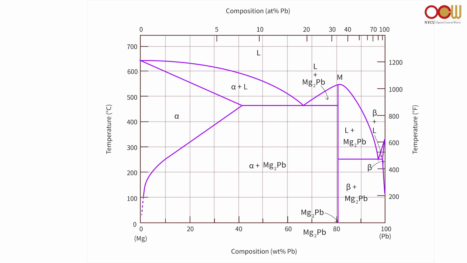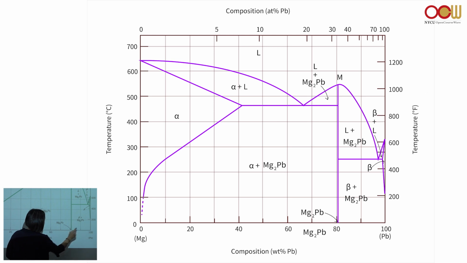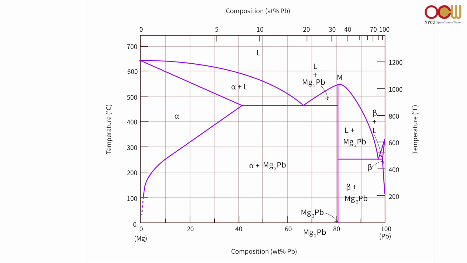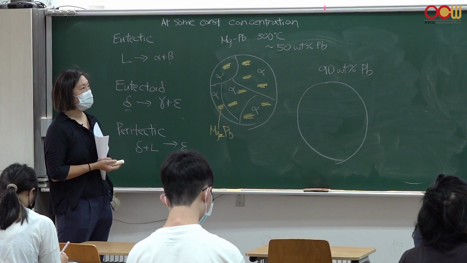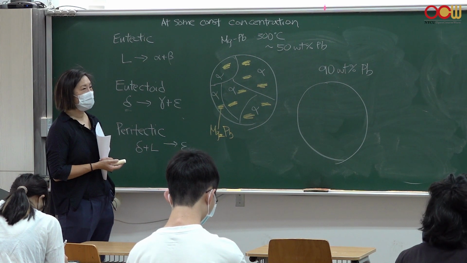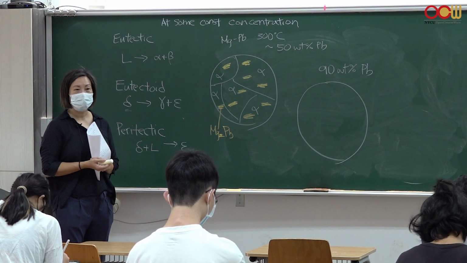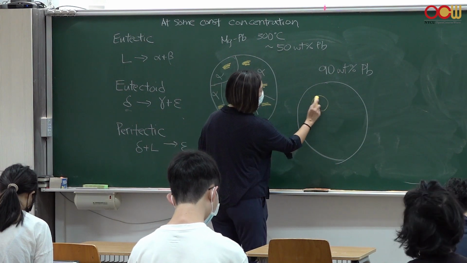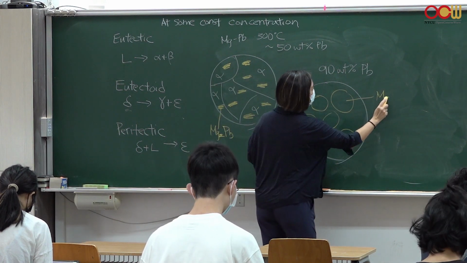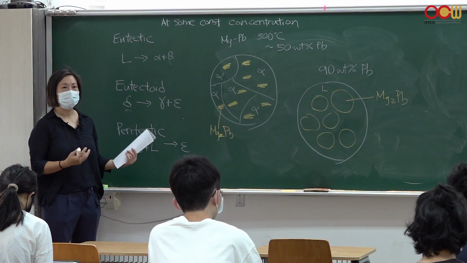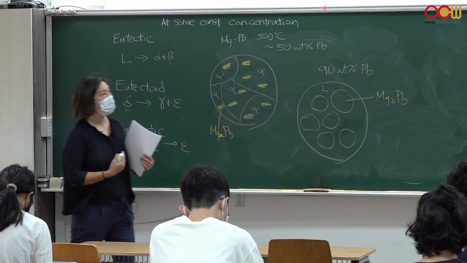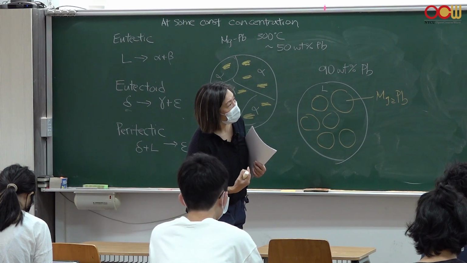So I would draw more of these. What would you draw as your microstructure if you were at 300 degrees Celsius, but at 90 weight percent lead? What would that look like? So still at 300 degrees Celsius, but this time we have 90 weight percent lead. Go ahead and draw the microstructure in your notes. Something like this. Because I have a liquid and a solid. The solid is a magnesium lead compound.